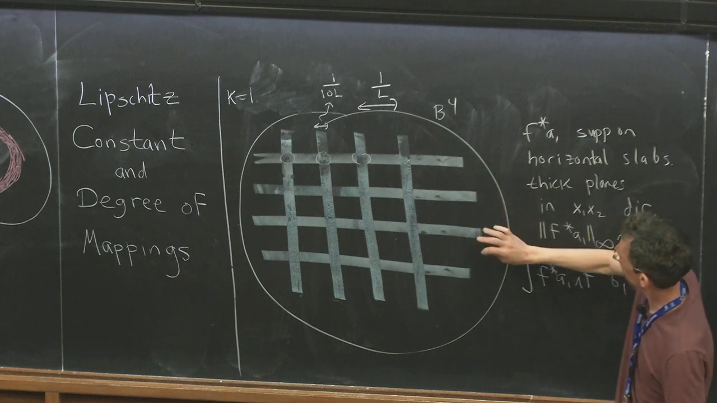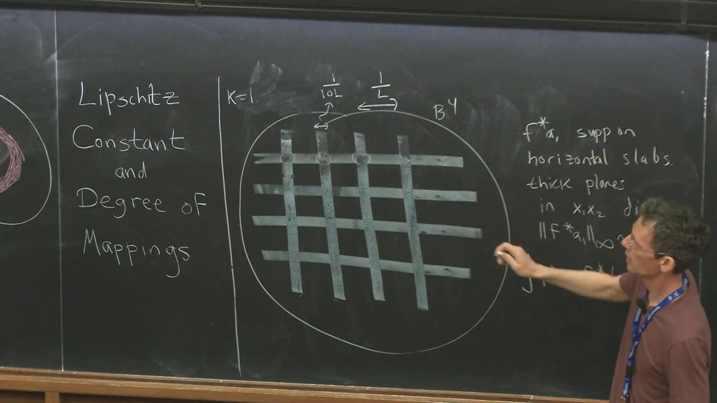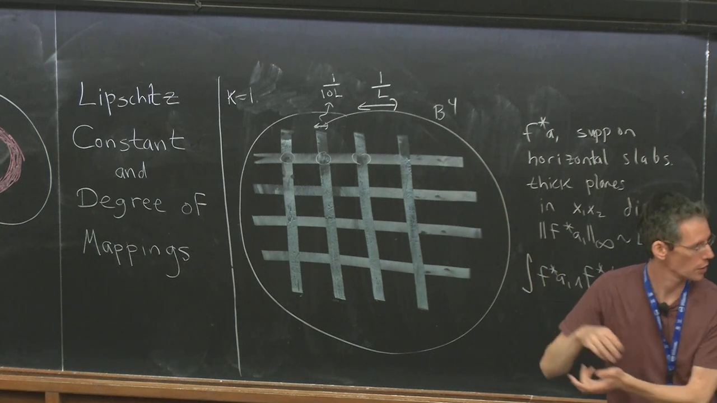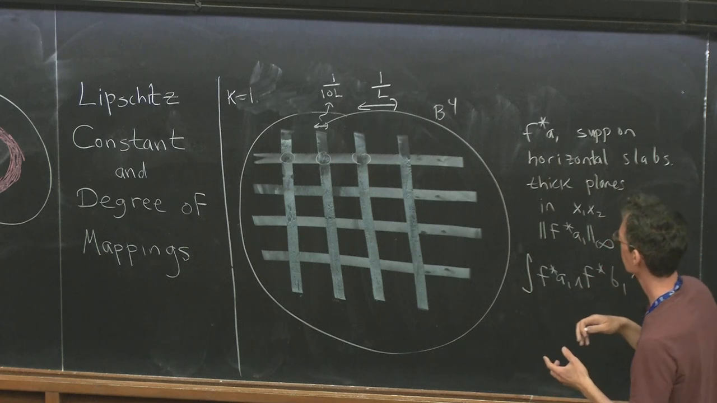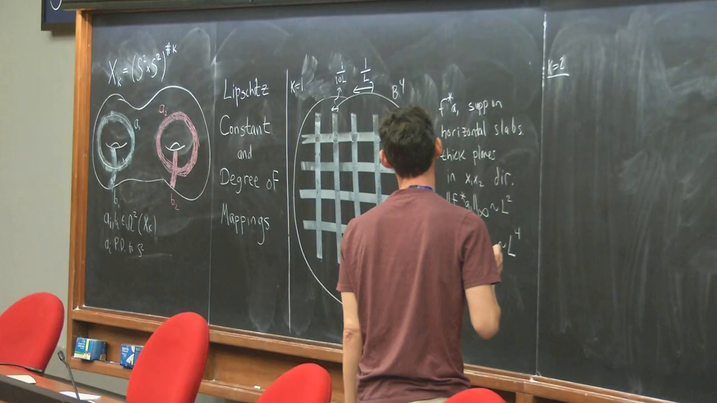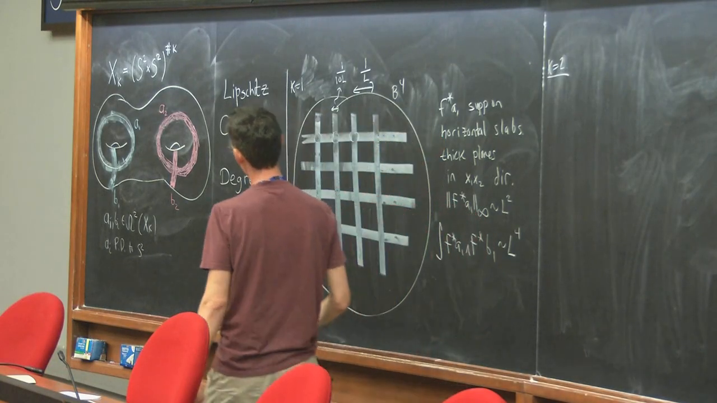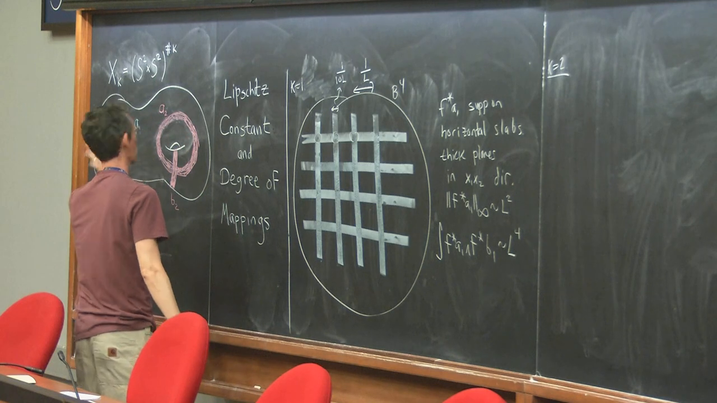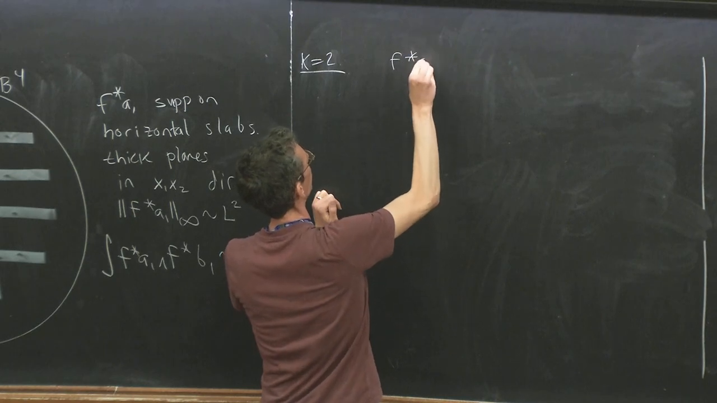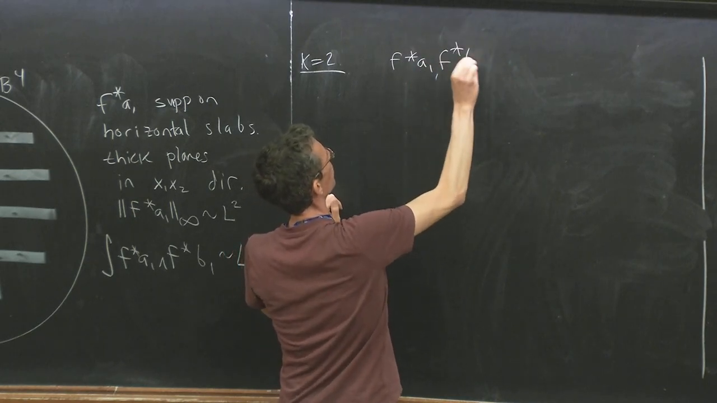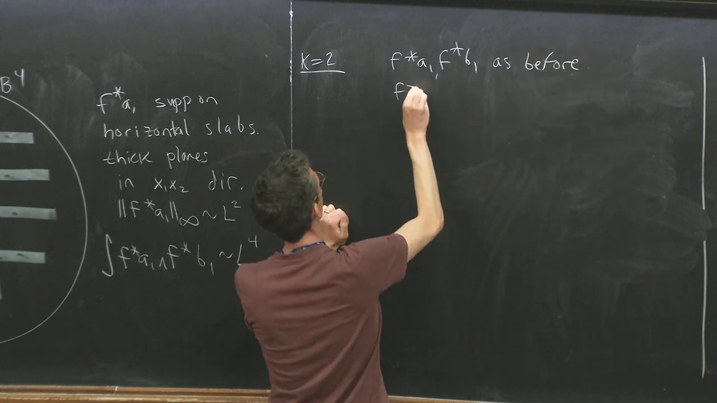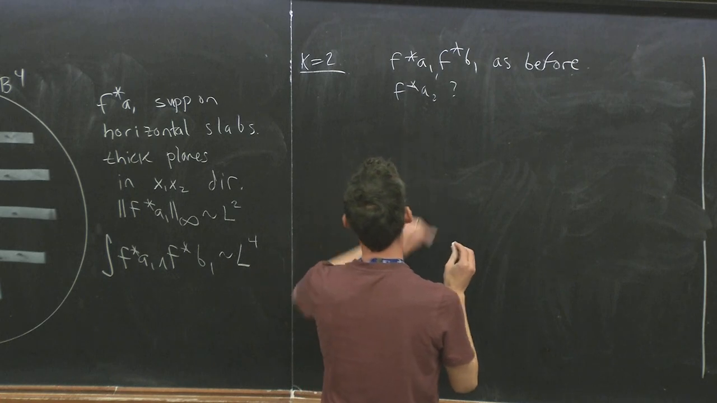Okay, so we did the case k equals 1. The case k equals 1 isn't a hard case. It's just S2 cross S2 mapped to itself. It's just the product of two of the mappings that we constructed earlier. Let's go to k equals 2. For k equals 2, something tricky happens. So now we have to think about the pullback of all four of these forms. So maybe the pullback of A1 and B1 might be as before. But then what do we do with the pullback of A2 and B2?